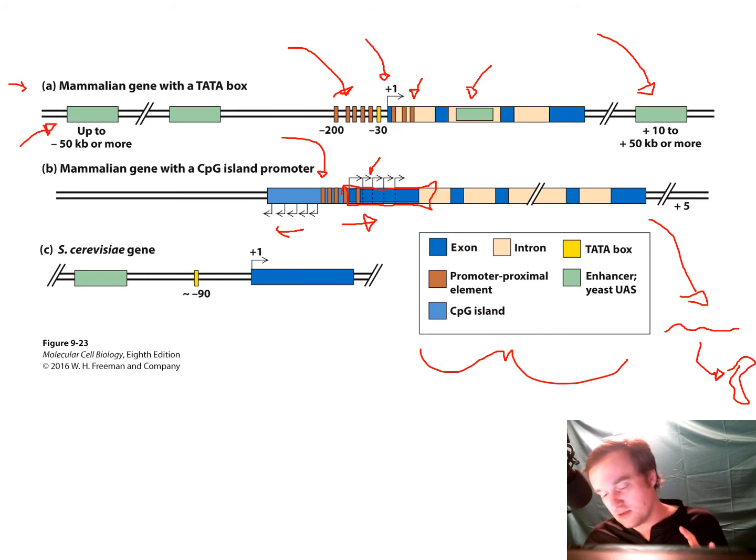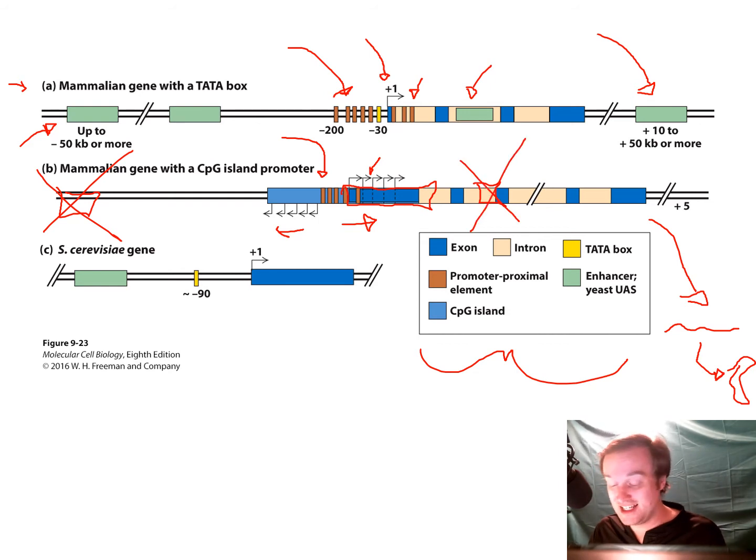But one thing that's different between CpG island promoters and the TATA box, well, there's a lot of things that are different, but another thing is that there appears not to be enhancers, or at least it isn't clear currently whether or not enhancers play a role in expression of these genes. So you see there's no enhancers upstream, within an intron, or downstream. They just don't exist down there.